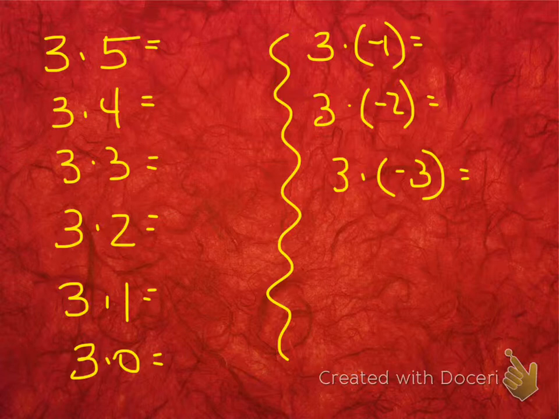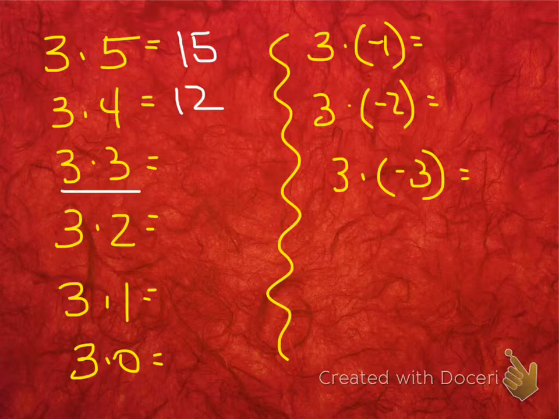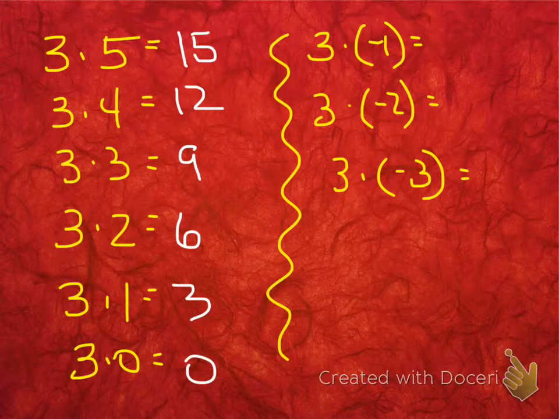Alright, we're going to multiply first this one right over here. 3 times 5 is 15, okay? 3 times 4 is 12. 3 times 3 is 9. 3 times 2 is 6. 3 times 1 is 3. And 3 times 0 is 0. We're going to stop there for a moment.